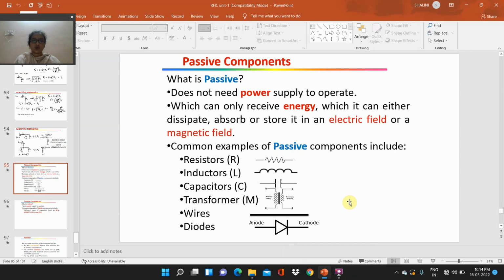So, what are passive components? They do not need any power supply to operate, and can only receive energy, which they can either dissipate, absorb, or store in an electric field or a magnetic field. Common examples of passive components include R, L, C, M, diodes. The structures or symbols for these are given here.